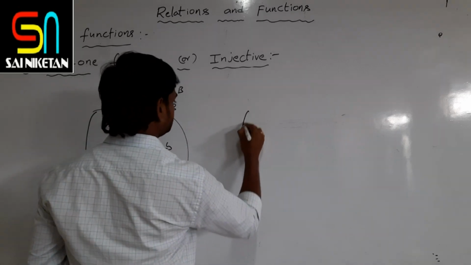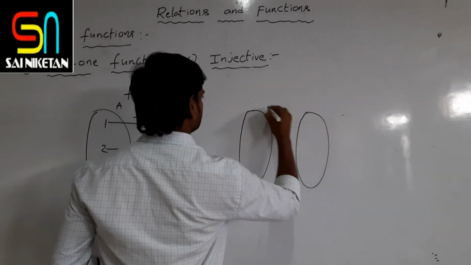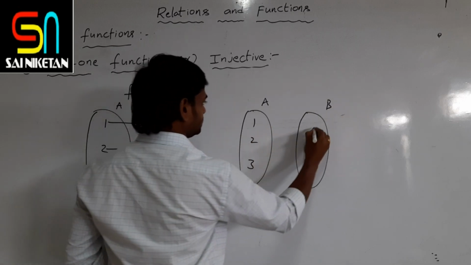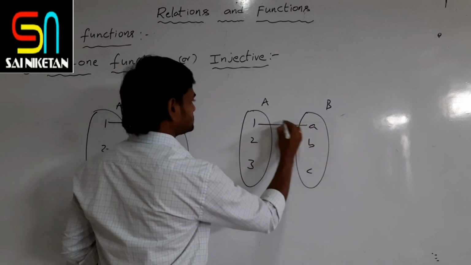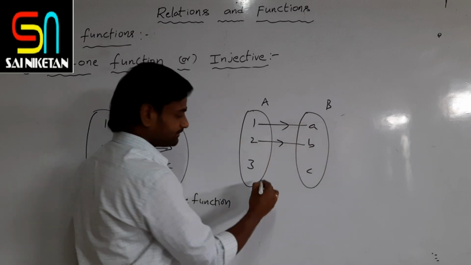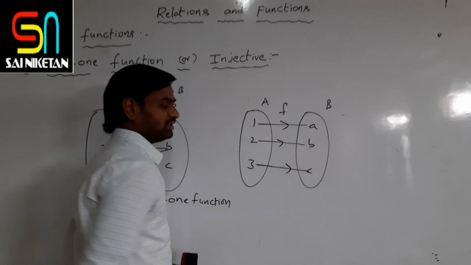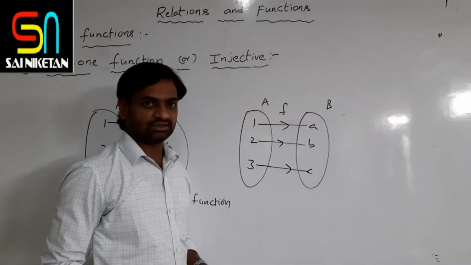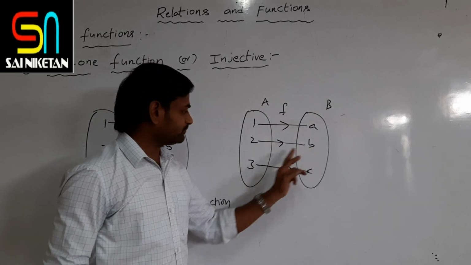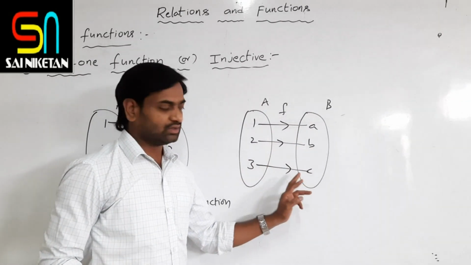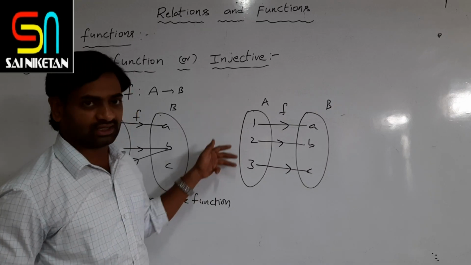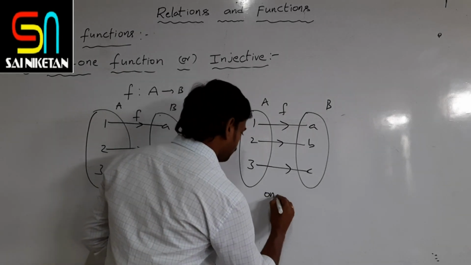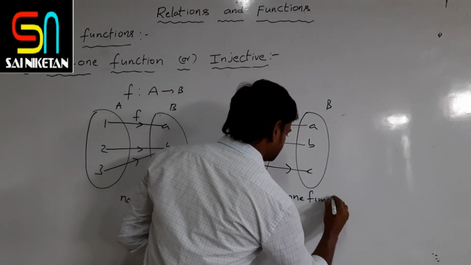Suppose, see one more example. This is capital A, this is capital B. 1, 2, 3, A, B, C. I am taking the mapping 1 to a, 2 to b, next 3 to c under the function f. Now if you observe here, the image of 1 is a, the image of 2 is b, the image of 3 is c. So different elements have different images. Then you can say it is one-one function.